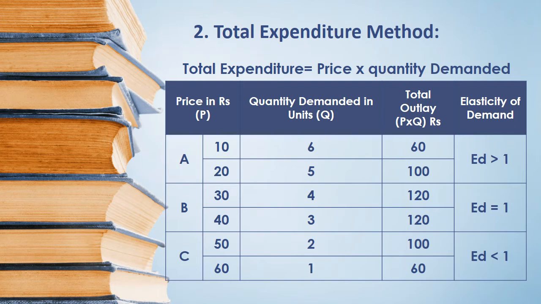And the third example, example C, is: the original price is rupees 50 and the quantity demanded is 2 units.